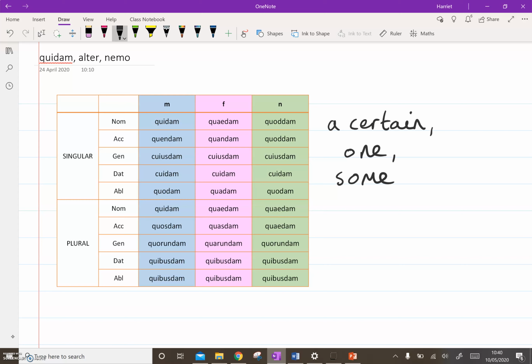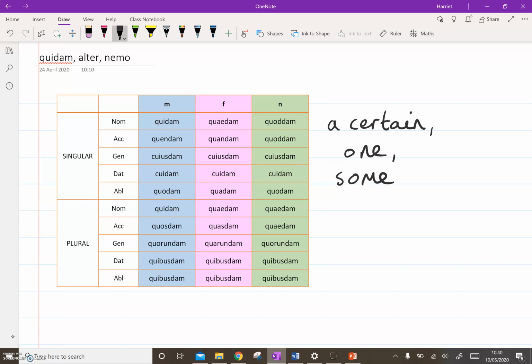So it is time to write out a table. You can either look at this table on page 109 of the textbook, or you can pause the video and copy out this table. And once you've done that, press play and we'll talk about how this word is formed and how to spot it in sentences.